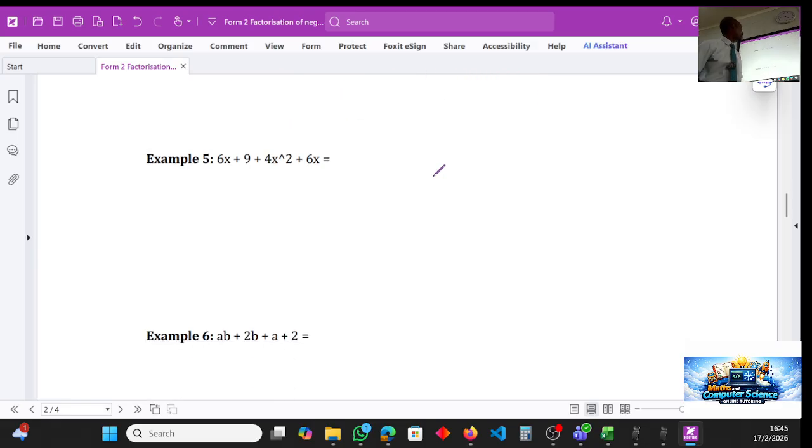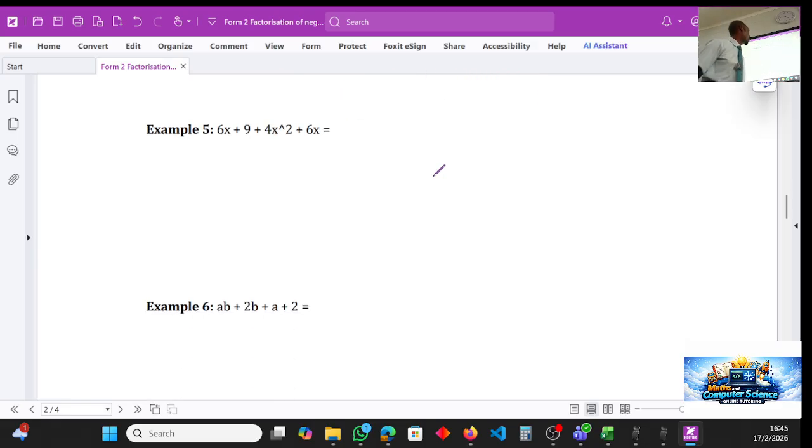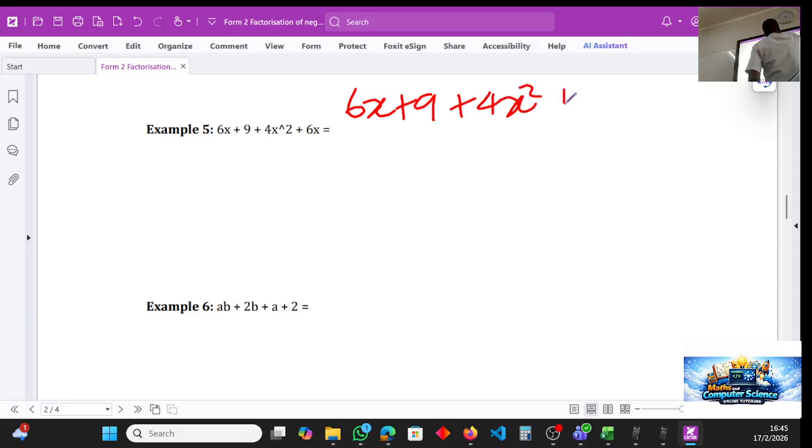The next problem, I'll be having an expression, and this expression is 6x plus 9 plus 4x squared plus 6x. So here I want to factor by grouping. And when I say grouping, I've got 4 terms, and I'll do it step by step. I'll start with the ones underlined.